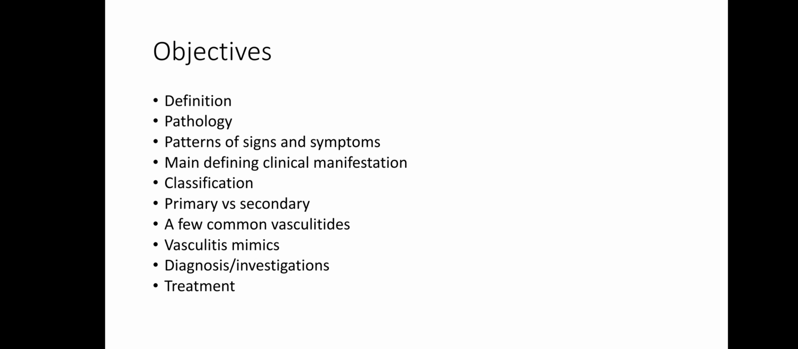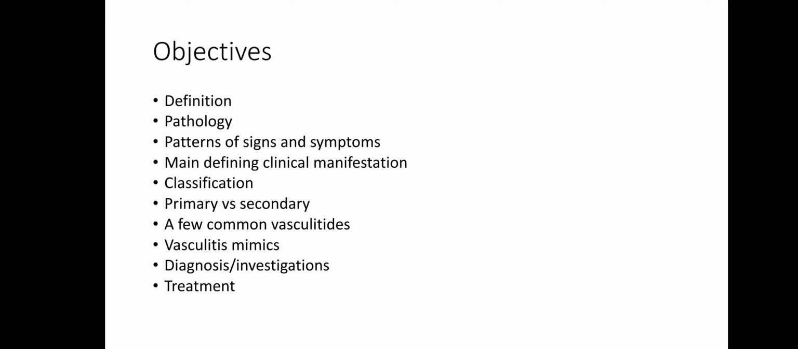So, this is what we'll look at. We'll define the systemic disorders called vasculitides. We'll look a bit at the pathology. We look at the patterns of signs and symptoms because this disease follows patterns. It's not textbook that this will happen with this disease, these are the signs and symptoms that will manifest. But it's rather a pattern that you can use to identify and diagnose vasculitis. We'll look at the main defining clinical manifestation. These are one of the things to look out for when you're thinking of vasculitis in a patient.